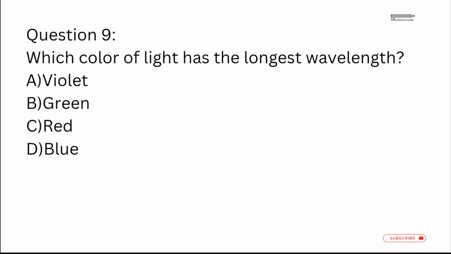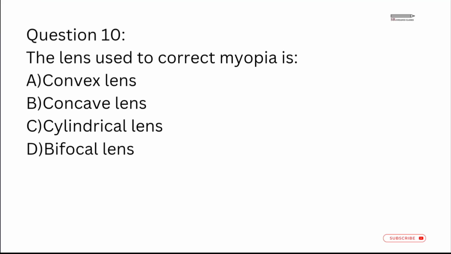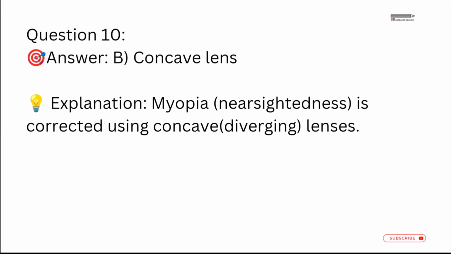Which color of light has the longest wavelength? The answer is option C, red. The lens used to correct myopia is, the correct answer is option B, concave lens.